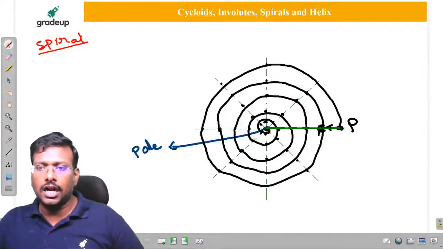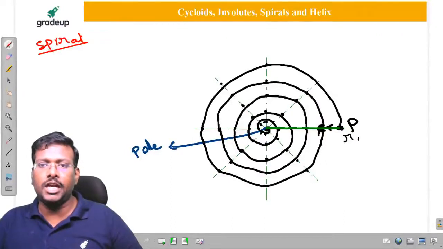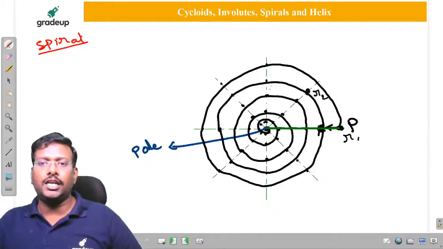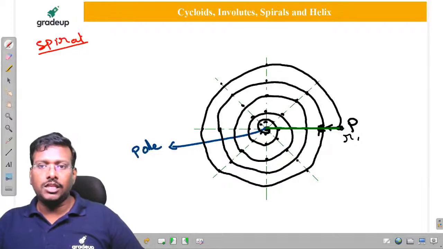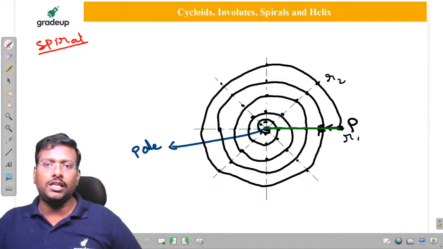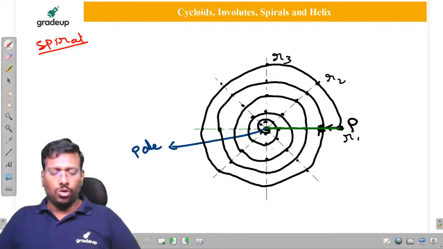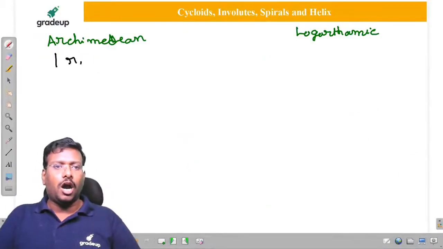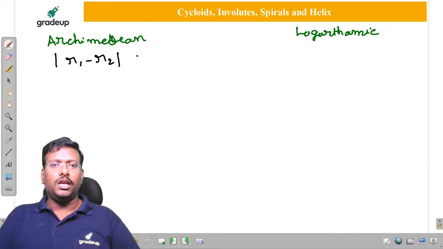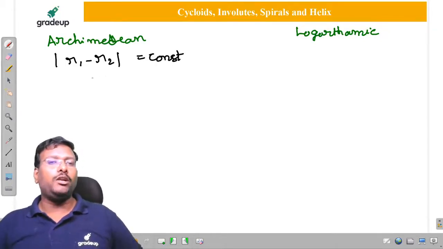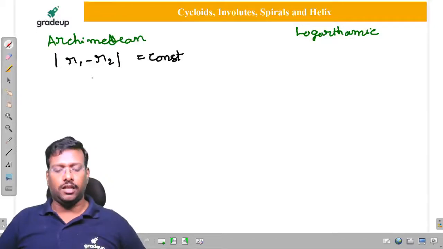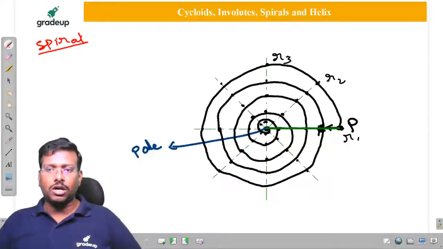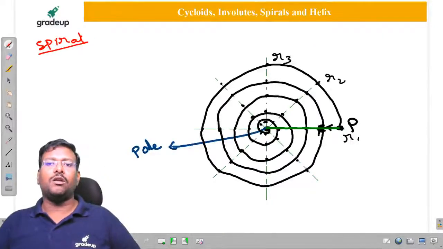Let us consider at this position the radius, I am assuming it as R1. At this position the radius is R2 and this is R3. So the radius goes on reducing. Therefore, mod of R1 minus R2 is equal to a constant. Why do we consider mod? If it is moving towards the center, R1 is greater. So remember, if it is moving towards the center, R1 is greater and R2 is less.